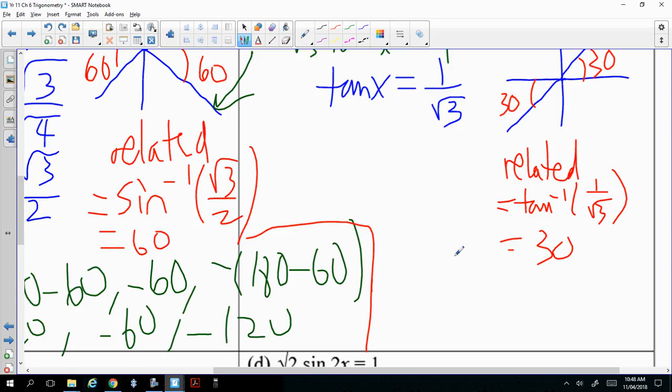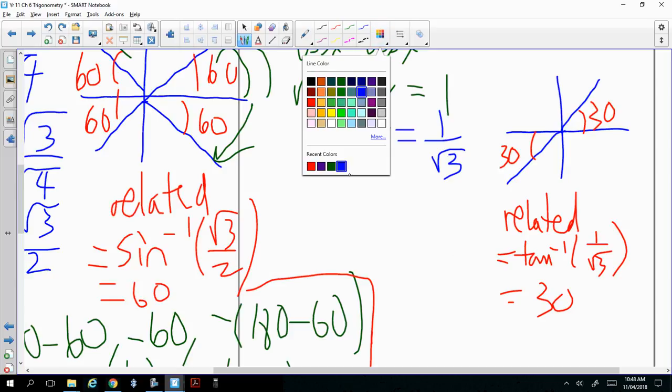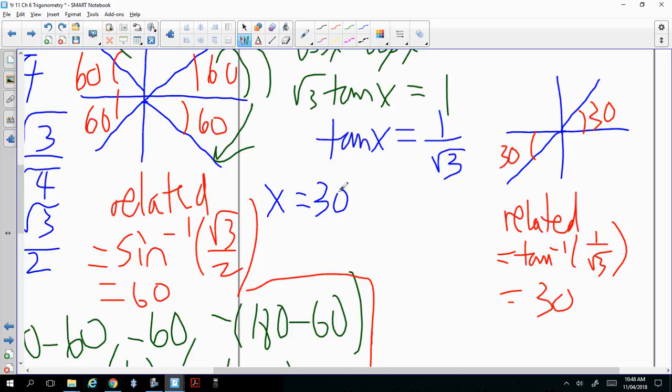Alright, let's find x. So how do we find x? In the first quadrant, it's equal to the related angle. In the third quadrant, you do 180 plus 30. So the answer is 30, 210.